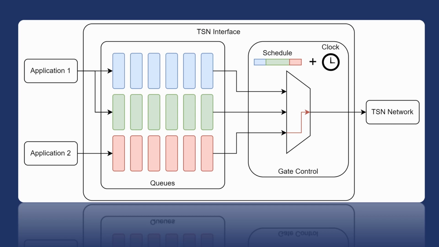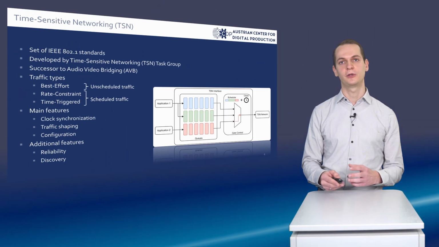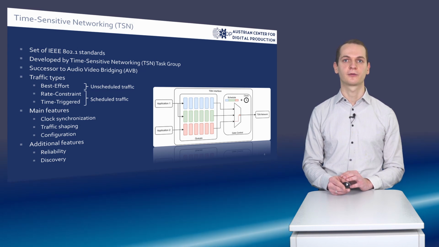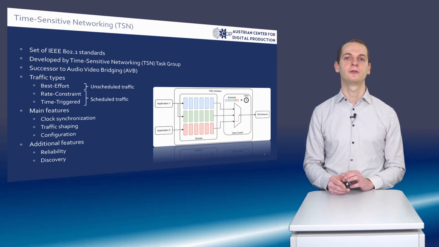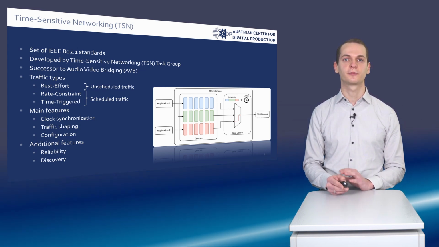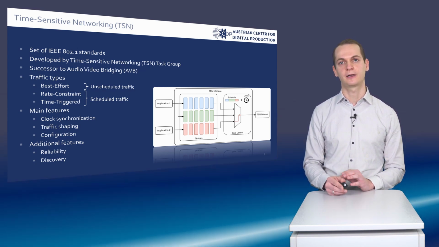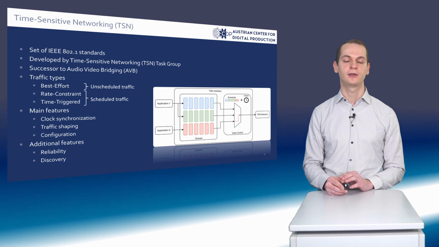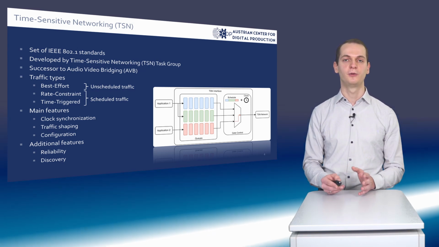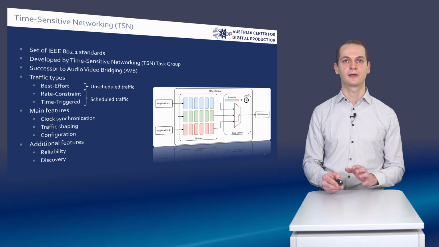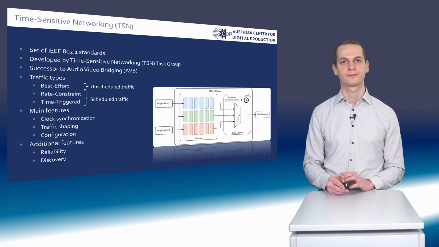Time-sensitive networking provides a number of additional features, like for instance reliability, which can be achieved by implementing redundant paths. This means that even if one link or a switch fails, you can still transmit your messages in real time over your Ethernet network. And another feature you may want to make use of is discovery. Whenever you plug a new device into the network, it will be automatically discovered by the time-sensitive networking protocol.